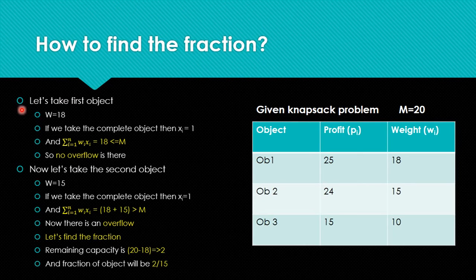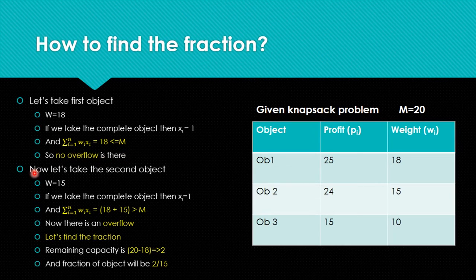So let's take the first object. The weight of the first object is 18, and if we take the complete object, then xi will be 1 and the summation of Wi xi from i equal to 1 to n will be 18, because there is only one object. We can see that it's less than or equal to M, that is 20. So there is no overflow, and we will take it completely.